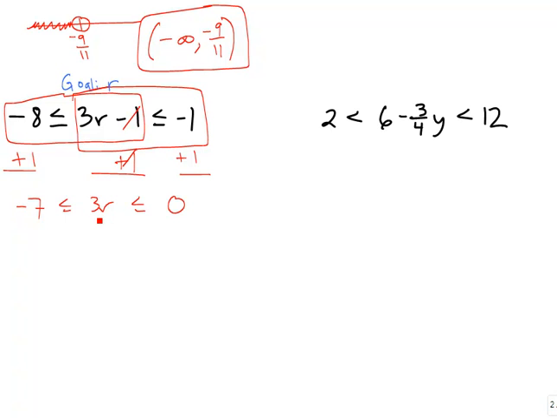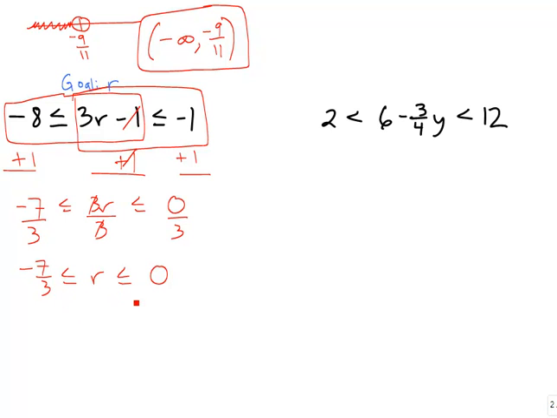We have to get rid of that 3, and that 3 is being multiplied by r. So to undo that, we're going to divide by 3 in the middle, on the left, and on the right. Now you can't really simplify or reduce negative 7/3, so just leave it, negative 7/3. In the middle, the 3's cancel, giving us just that r that we were trying to get by itself. And on the right, 0 divided by 3 stays 0. Notice here that we divided by a positive, so I didn't need to flip any inequalities.